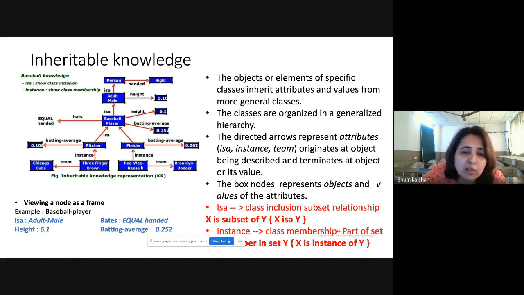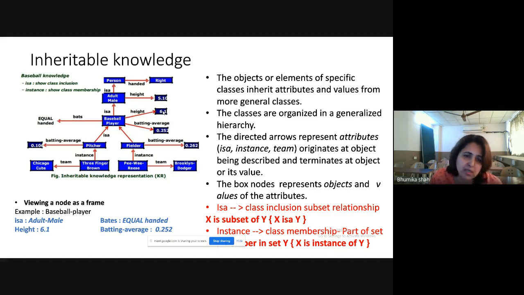How did we retrieve the value of height? Here we don't have it directly. So first of all we traveled instance. Instance will always be traveled only once. After that, every time we are going to travel ISA only. So we travel instance and reach fielder. Then we travel ISA and reach baseball player. And here we locate the height attribute. So we return the value 6.1.